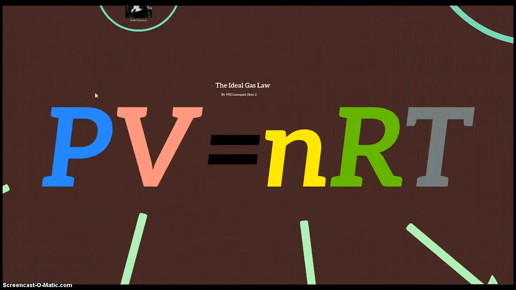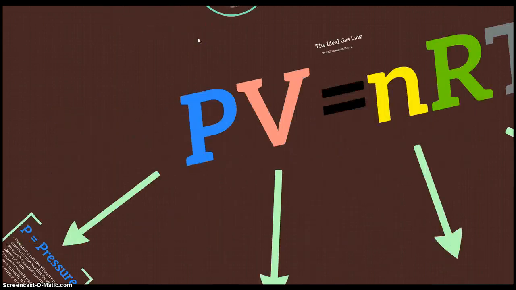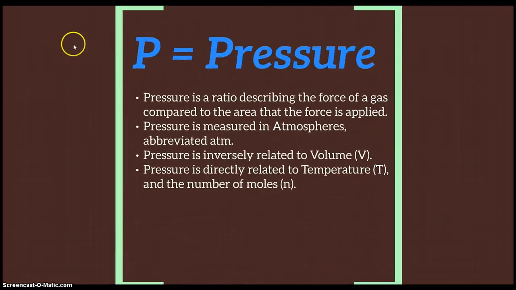Let's take a closer look at each of the specific parts of the ideal gas law. Let's take a closer look at P. P is equal to pressure. Pressure is a ratio describing the force of a gas compared to the area that the force is applied. Pressure is measured in atmospheres, abbreviated ATM. Pressure is inversely related to volume, and pressure is directly related to temperature and the number of moles.